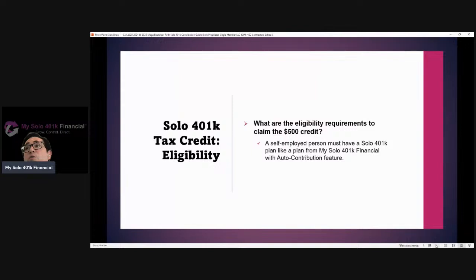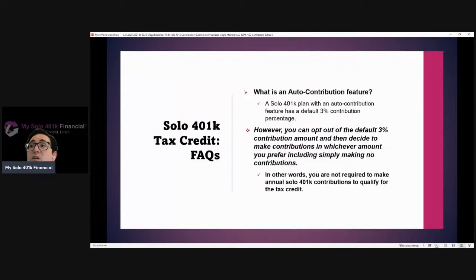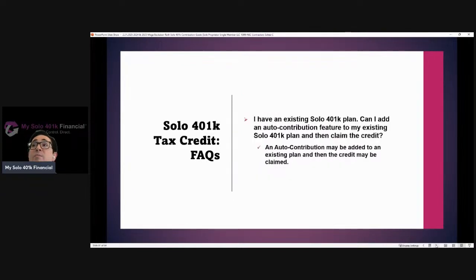Again, to be eligible, you need to set up a plan like ours that includes the automatic contribution feature. That automatic contribution feature sets a default 3% contribution percentage, but you as the solo 401k participant have the right to opt out of that default percentage amount, which would give the individual the option to make contributions in whichever amount or schedule they prefer. In other words, you're not even required to make annual contributions to qualify for the credit. So opting out doesn't mean that the individual is not eligible to claim the credit.